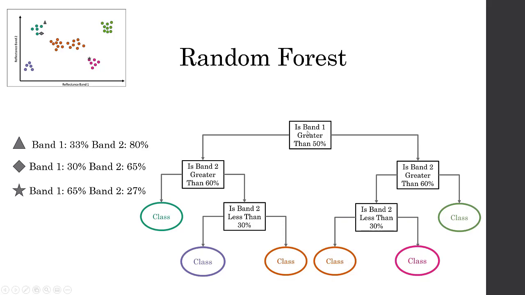So it hits here. Is band 1 greater than 50%? The answer is no. So it goes to here. Is band 2 greater than 60%? The answer is yes. So it goes here. Right? So yes. Then you can see that we can do the same thing with diamond and star, and you would end up with the same results that we got from support vector machine.